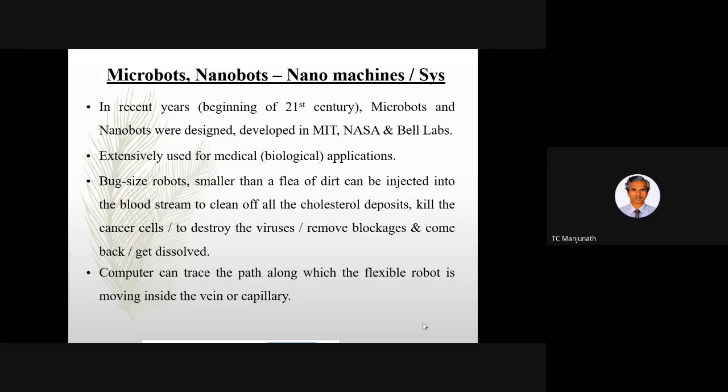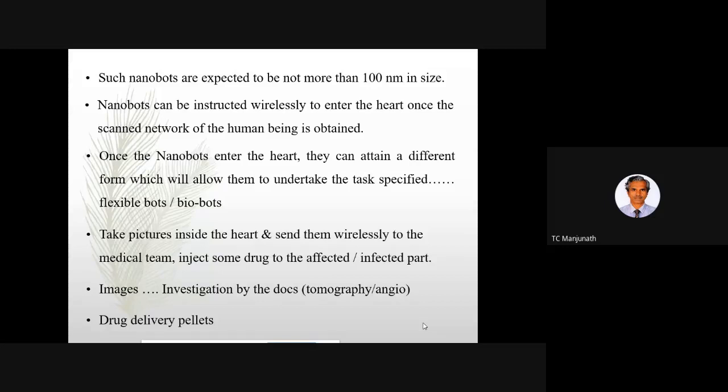Such nanobots are expected to be not more than 100 nanometers in size. They can be instructed wirelessly to enter the heart once the scan network of the human being is obtained. Once the nanobots enter the heart, they can take a different form which will allow them to undertake the task specified. Like that, they can become flexibots or biobots.